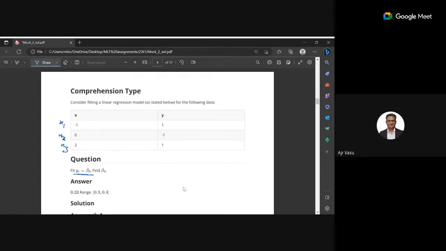X transpose X, that is the standard way of doing it. And what will be X in this case? It's a row vector. What is that vector? It's minus 1, 0, 2. But we are fitting a constant here, right? We are fitting, let's call it W0. So we are fitting the model of the form y equal to W0. We are fitting a constant, equal to mx plus c.